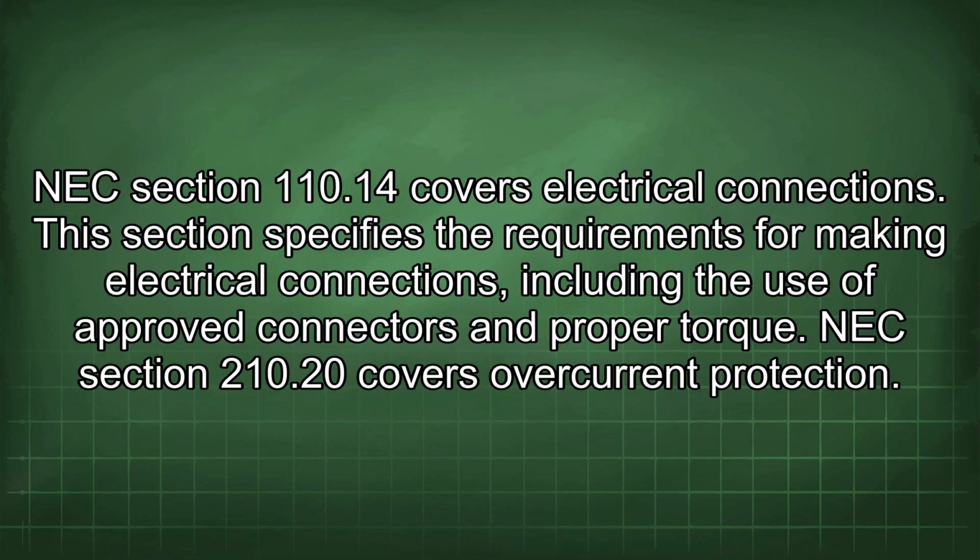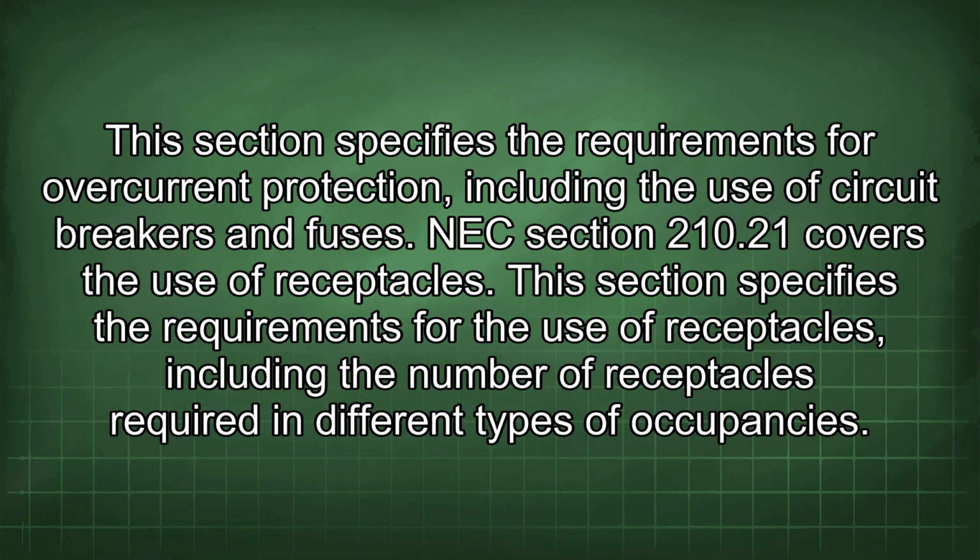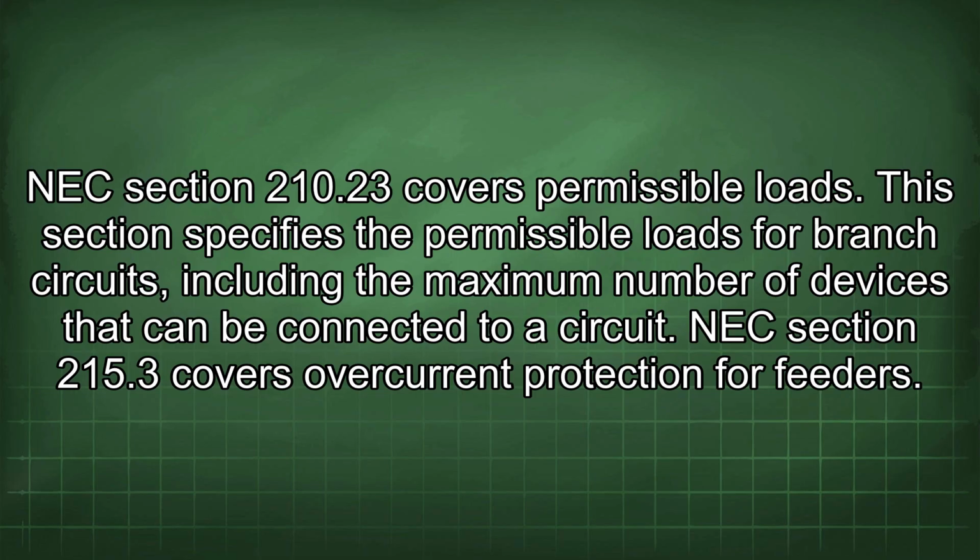NEC Section 210.20 covers overcurrent protection. This section specifies the requirements for overcurrent protection, including the use of circuit breakers and fuses. NEC Section 210.21 covers the use of receptacles. This section specifies the requirements for the use of receptacles, including the number of receptacles required in different types of occupancies. NEC Section 210.23 covers permissible loads. This section specifies the permissible loads for branch circuits, including the maximum number of devices that can be connected to a circuit.